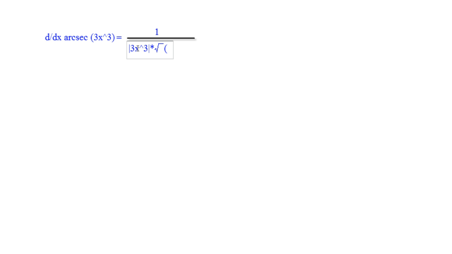Okay, then we're going to times by the square root of, well, this should be 9x to the 6th minus 1. Because we're actually squaring that entire part down there. Okay. Now, what we're going to be timesing by is the derivative of the inside function, which is going to be 9x squared. Okay. All right.